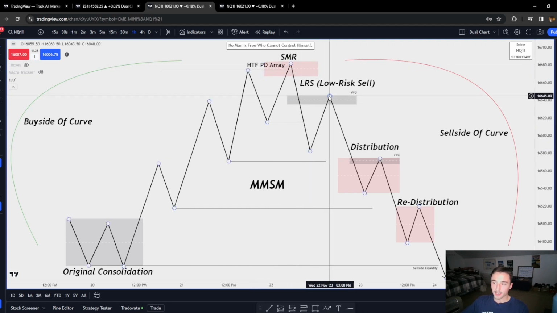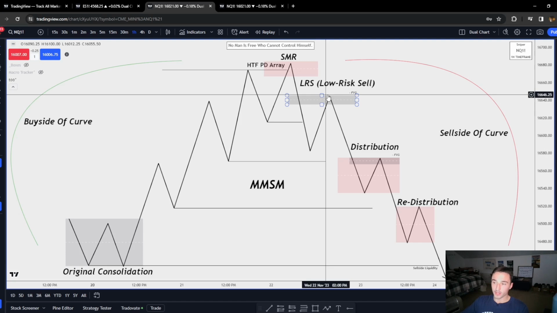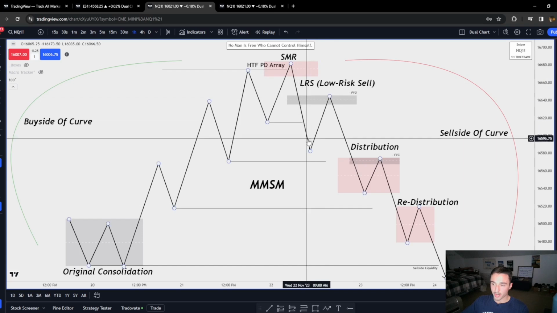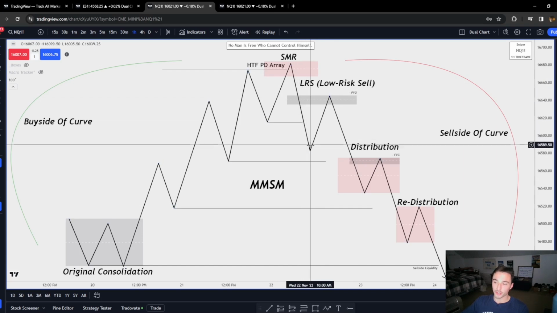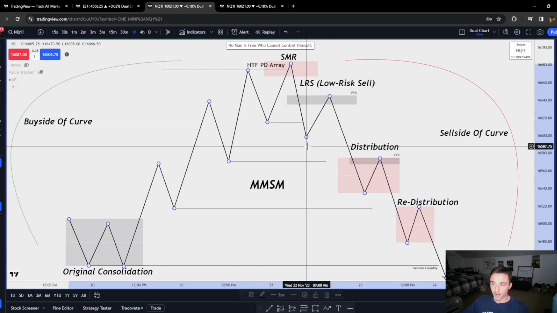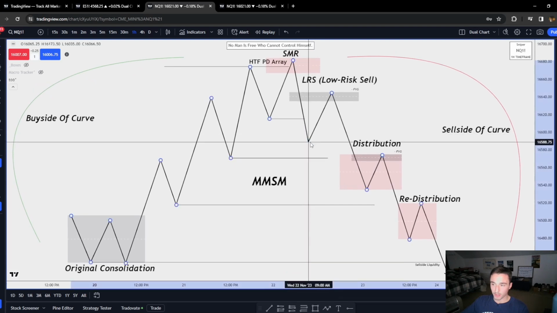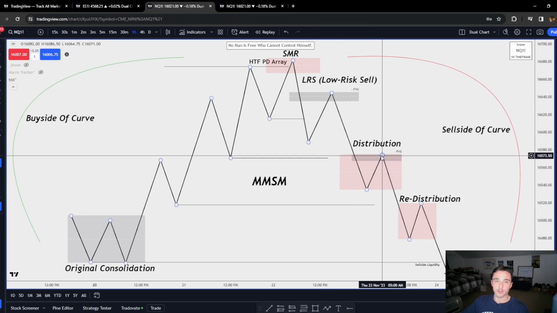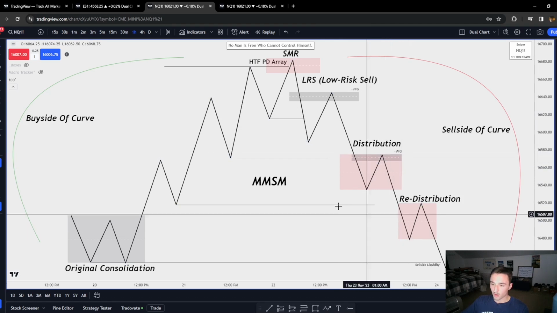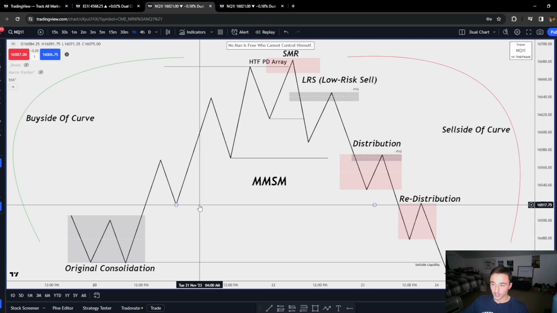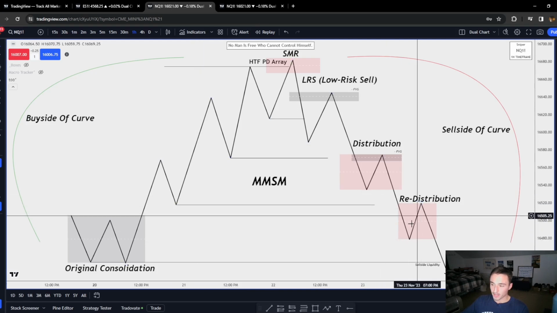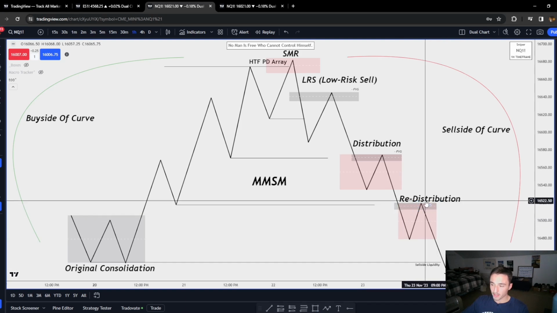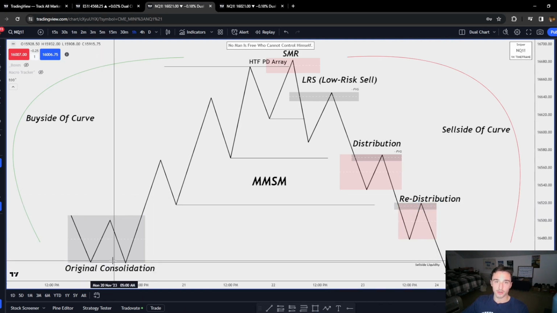We get the ICT low risk sell, ICT 2022 model right here. Fair value gap, bearish fair value gap traded after we get our market structure shift. And if you want to be conservative, wait until a candle body closes below this low. Then we get our distribution phase one right here whenever we trade into a bearish fair value gap, trade lower beneath another low where we are offloading shorts. We get our second stage of distribution right here whenever we trade into another bearish fair value gap, and then we target that original consolidation.